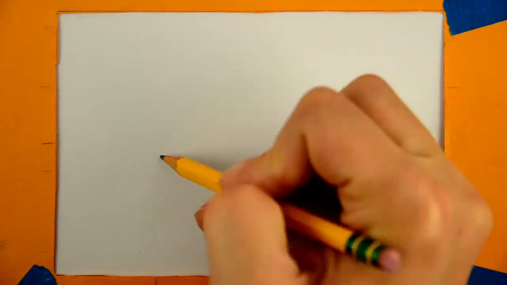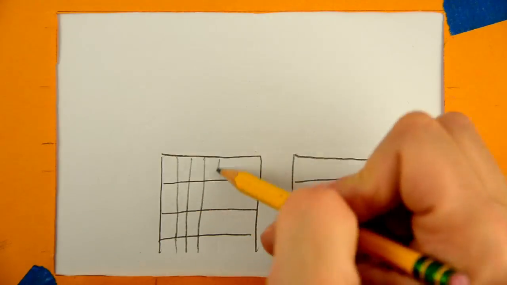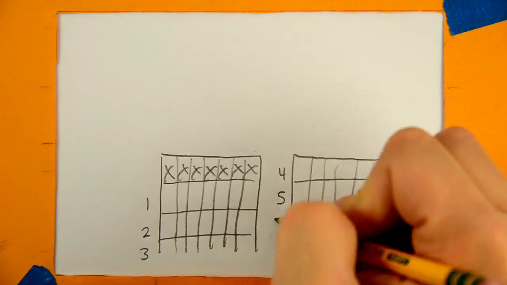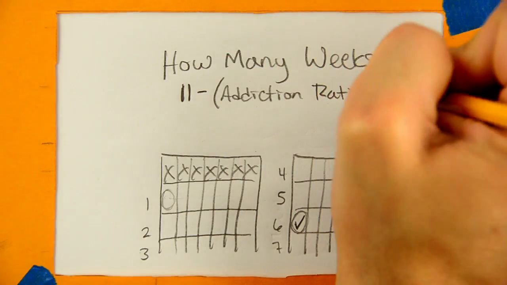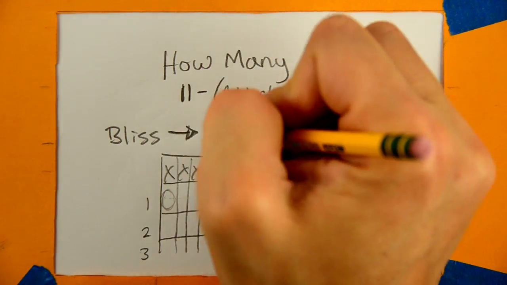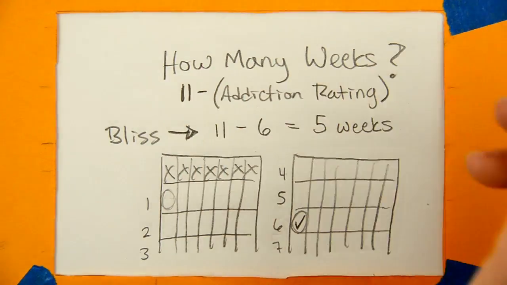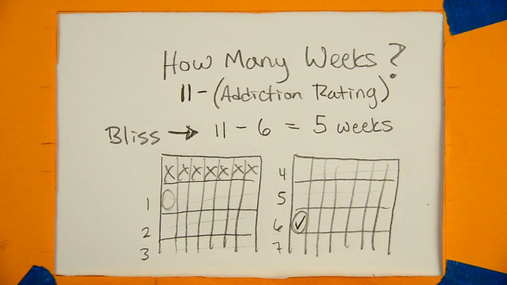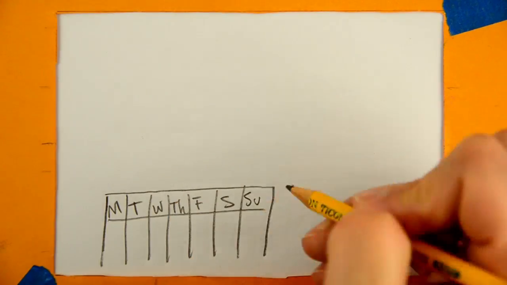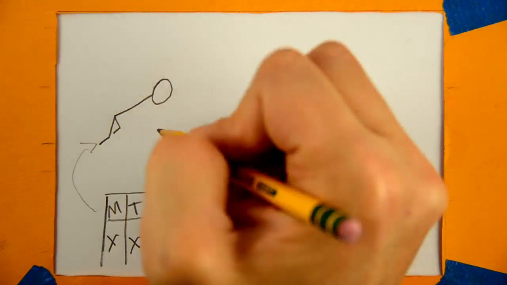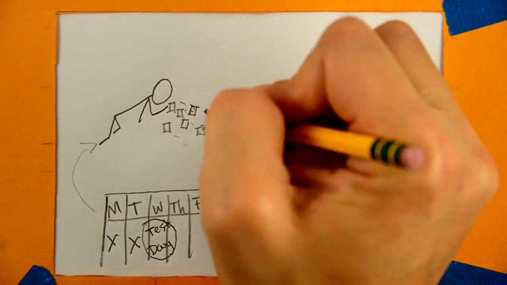The first thing you do is to mark on your calendar when your addiction test takes place. This will happen in 11 minus your drug's addiction rating weeks. For our example drug, Bliss, this will be 11 minus 5, so we mark the calendar for 6 weeks from now. When it is time for the addiction test, the goal will be to get enough hits on the roll to meet or exceed the addiction threshold.